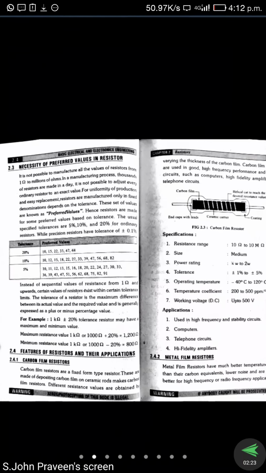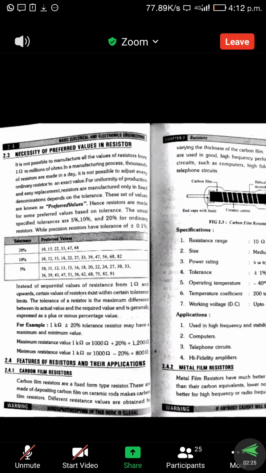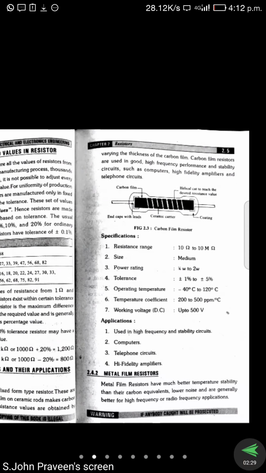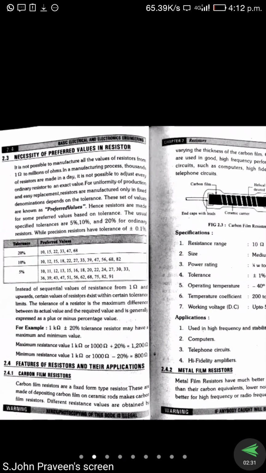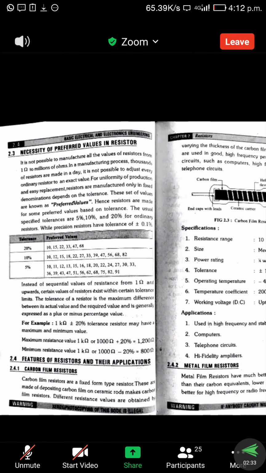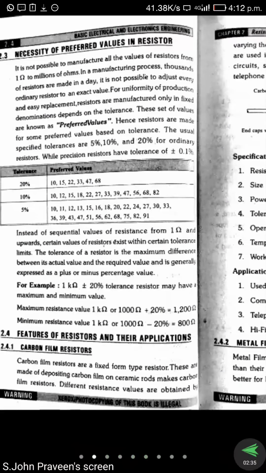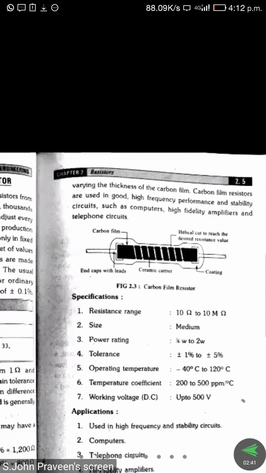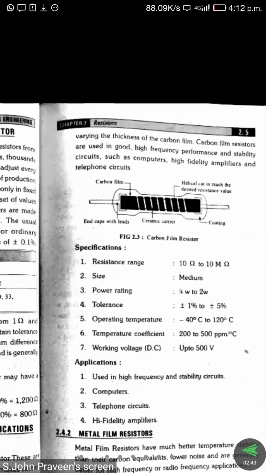Next we think about carbon film resistor. The material generally used is carbon. For that reason, it is called a carbon resistor. They are very small in size. We already saw this in the laboratory while discussing the measurement of resistance value with color coding and multimeter. That is the best example for the carbon film resistor.